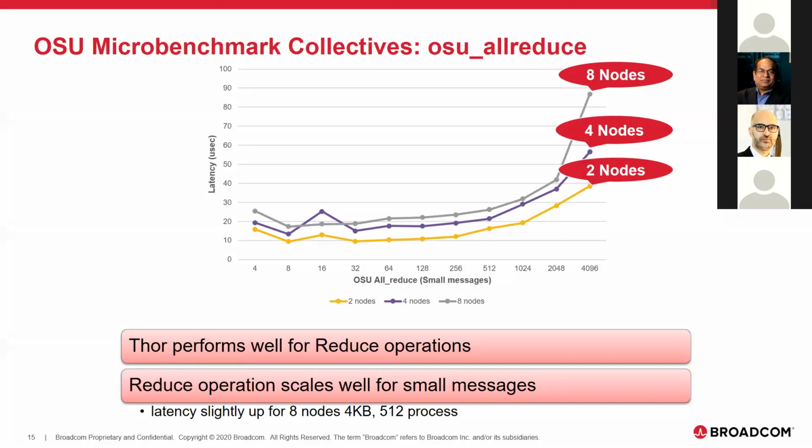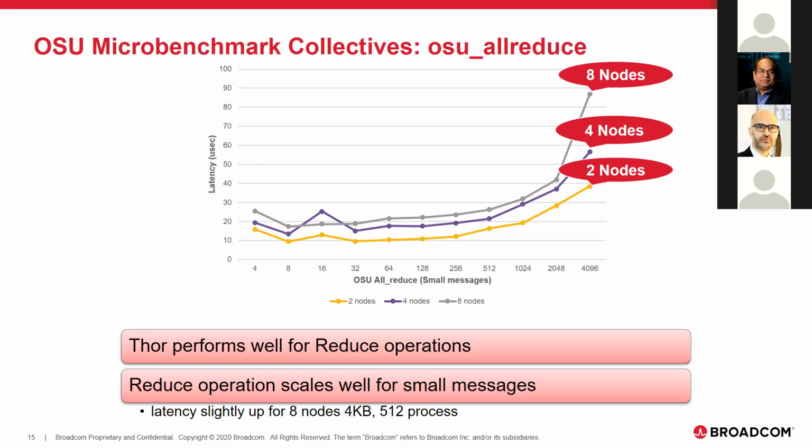Okay, so this particular slide details the all-reduce operation, again with 2 nodes, 4 nodes, and 8 nodes. Here the latency for 2 nodes is below 40 microseconds at 4K message size. However, we are seeing a little anomaly at 512 processes, which is 8 nodes, at 4 kilobytes of message size. But as we are sharing these preliminary numbers, this particular anomaly will be addressed in the future, and as we go on and do more and more tuning, we will be getting rid of this particular bump here.